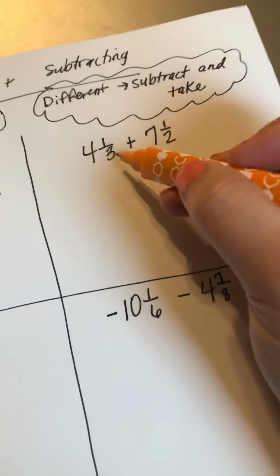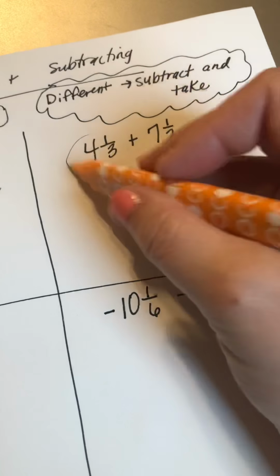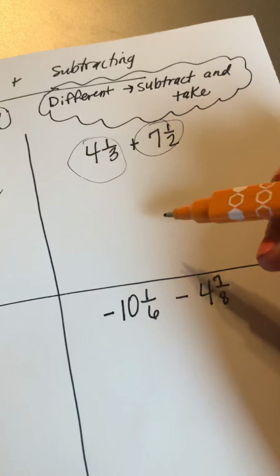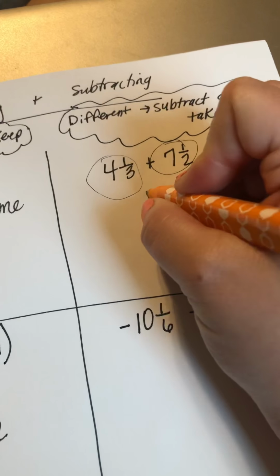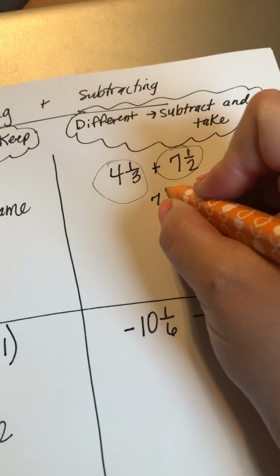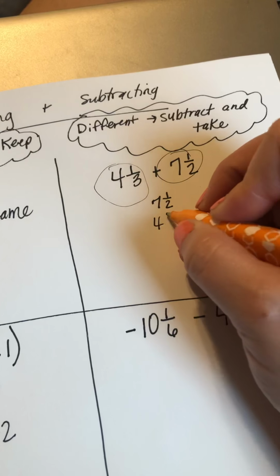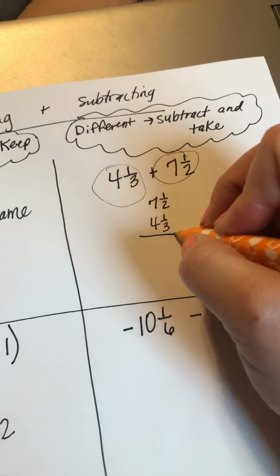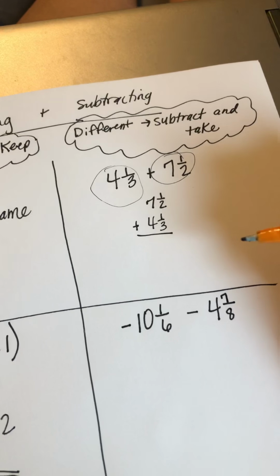We look at this first one here: 4 1/3 plus 7 1/2. I have a positive number, so I have the same sign, so I'm going to add and keep. Just out of habit, I always like to write mine this direction, and I always write my larger number at the top. However you'd like to do it, whenever you're adding, you can switch the order, but when you're subtracting, you can't. So we have to pay attention to that.